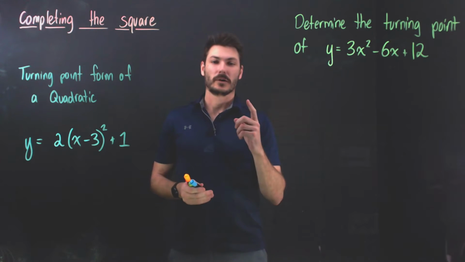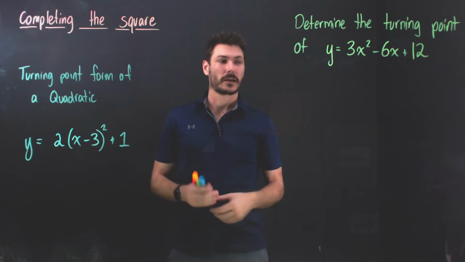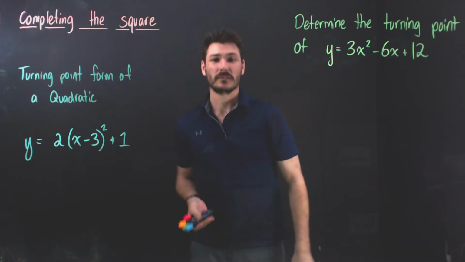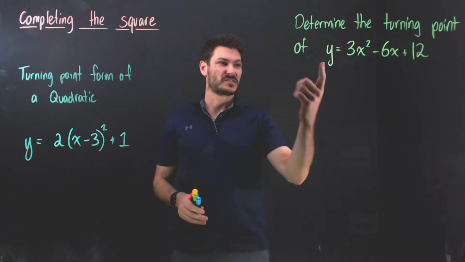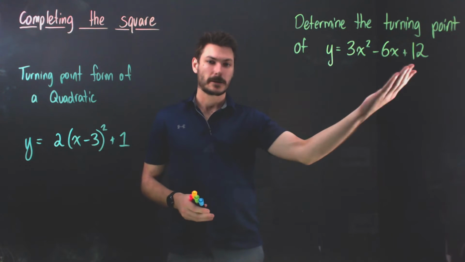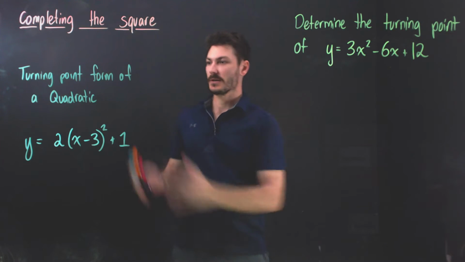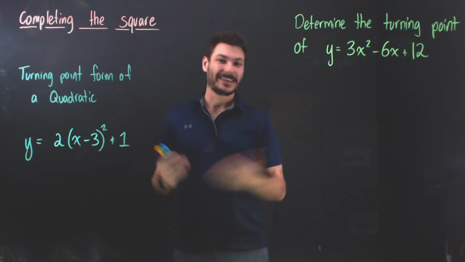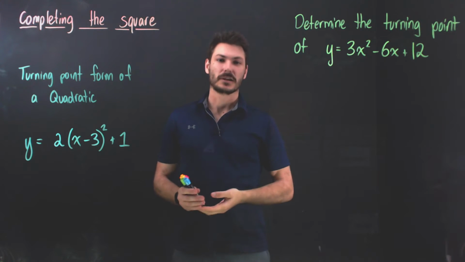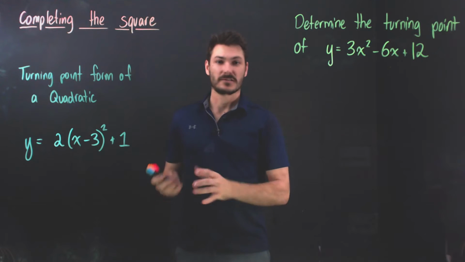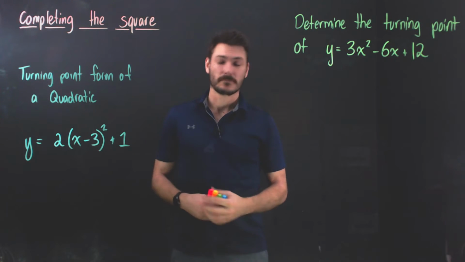Alrighty, in this video we're going to be looking at completing the square. One of the main reasons you'll want to complete the square is to turn a quadratic equation which is in its standard form, such as this one here, into its turning point form, which easily allows us to identify the turning point, the axis of symmetry, and those sorts of features of the quadratic, which helps us sketch it.